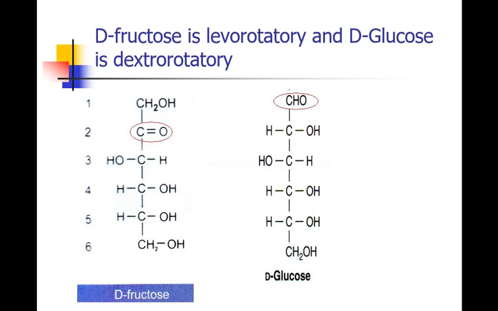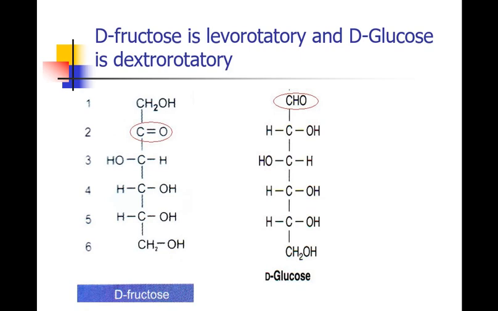So dextrorotatory means the plane polarized light is rotated towards the right hand side. Levorotatory means the plane polarized light is rotated towards the left hand side. You should remember that capital D and small d are not the same. Capital D is for isomers which have the H and OH position different at the penultimate carbon, whereas small d and small l mean dextrorotatory and levorotatory. So you should not get confused between capital D and small d.